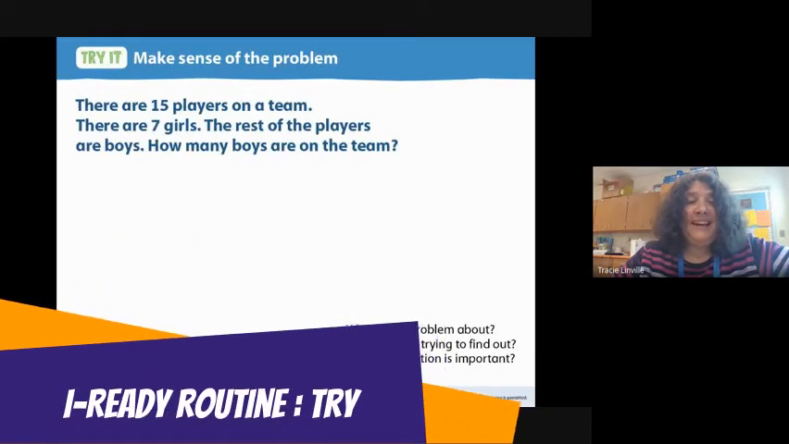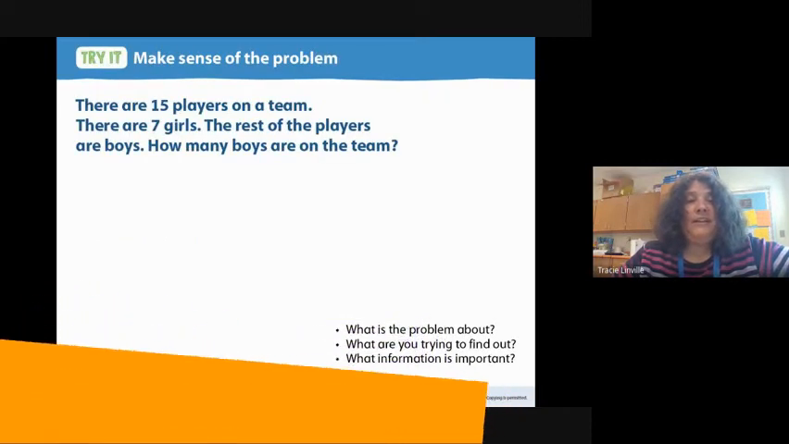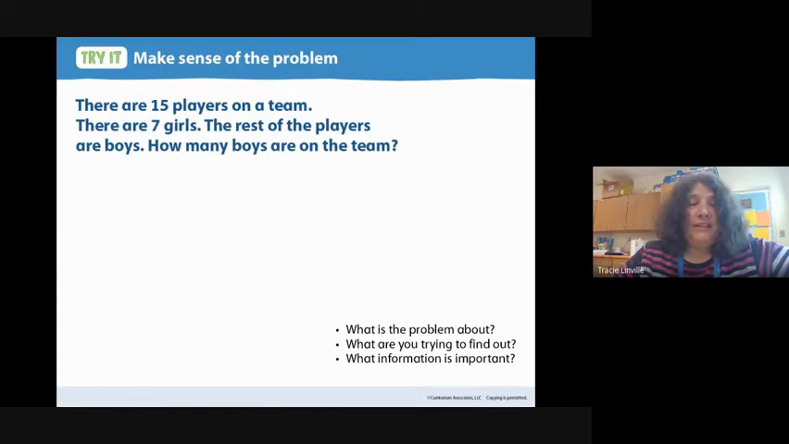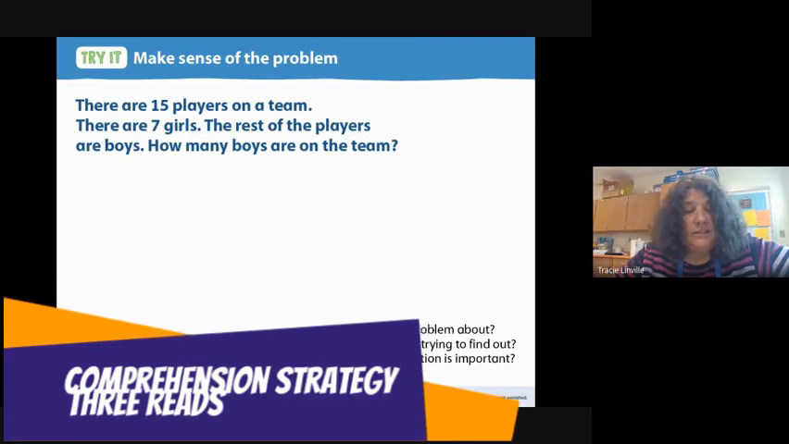The next slide is where we get into those iReady routines. So it already tells you at the top, this is our try it. So when we present this to the kids, we know that word problems are sometimes challenging, especially when we have kids who are at all different reading levels, all different comprehension levels. That's why the 3 reads is so important.